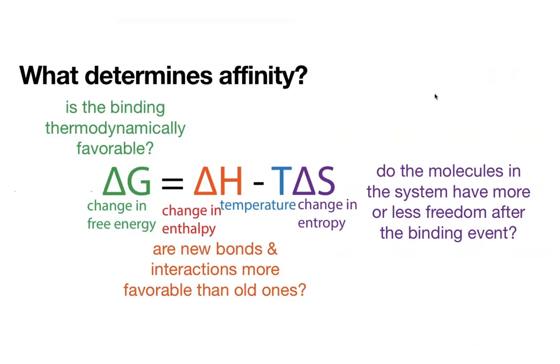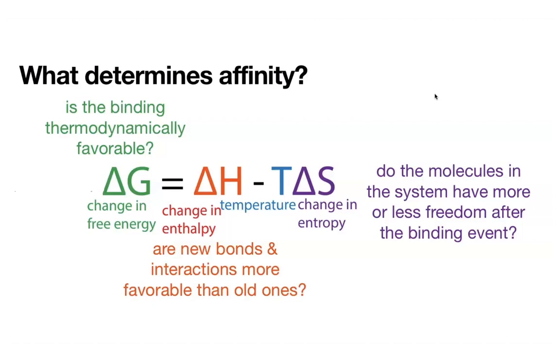Our change in free energy, delta G, is going to equal our delta H, our change in enthalpy, minus T delta S, our change in entropy. Whether the binding is thermodynamically favorable, well, what do we want in order for something to be thermodynamically favorable? Do we want delta G to be negative or positive? Right, we want it to be negative. This is telling us that basically after binding, we have a lower energy state. We're at the bottom of the hill rather than a higher energy state, the top of the hill. So a negative delta G is good.